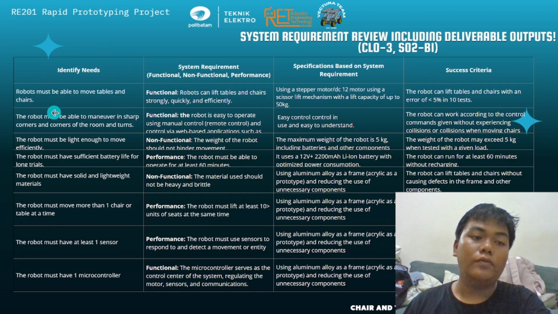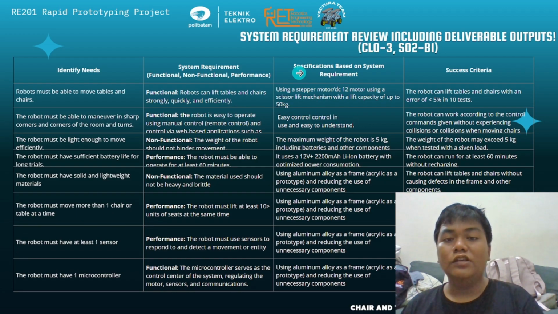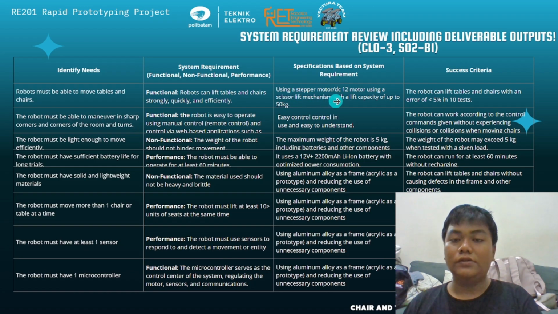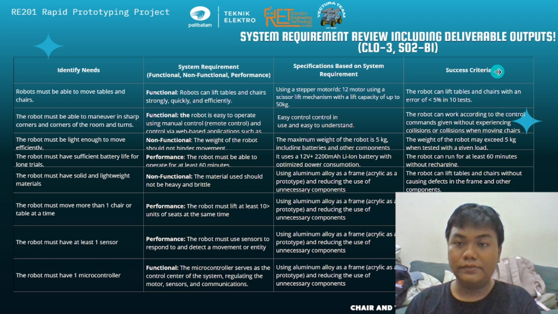Identify need: a robot must be able to move tables and chairs. System requirement: functional, non-functional, performance. Functional: the robot can lift the table and chairs strongly, quickly, and efficiently. Specification based on system requirement: using a DC stepper motor, using a mechanical scissor lift. Success criteria: the robot can lift tables and chairs with an error of within 5% in 10 tests.